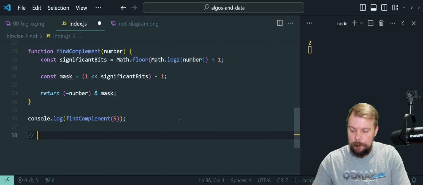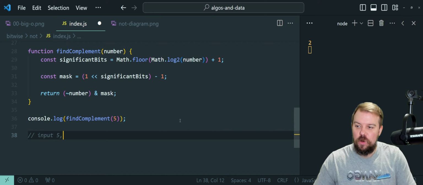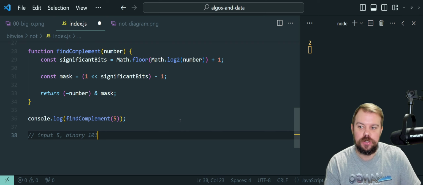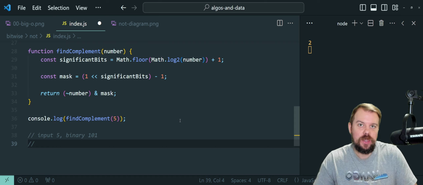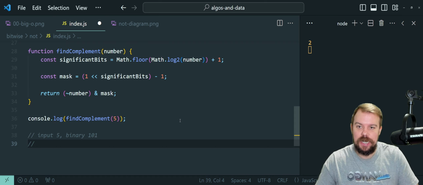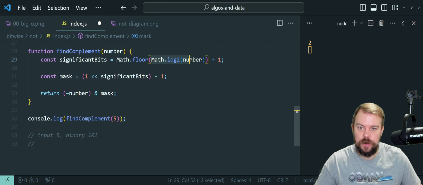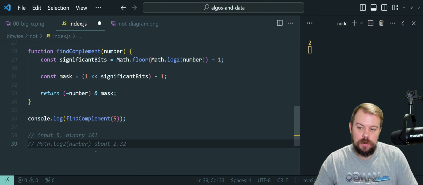So, if we have an input of 5, we get a binary of 101 for that. That's what our representation of 5 is going to be. Our calculation of significant bits will say, hey, the math log 2 of our input number is like 2.32, something like that. Math floor gets down to 2.